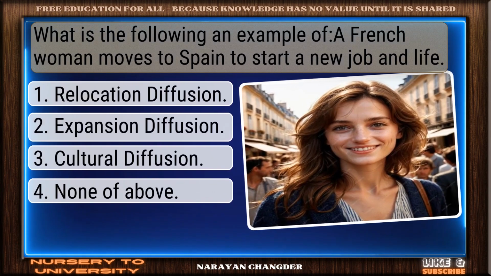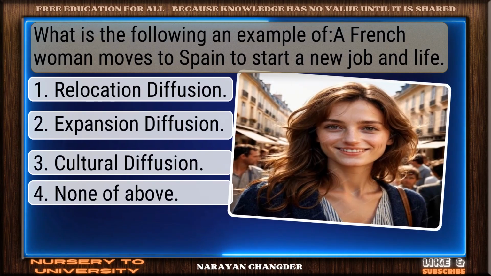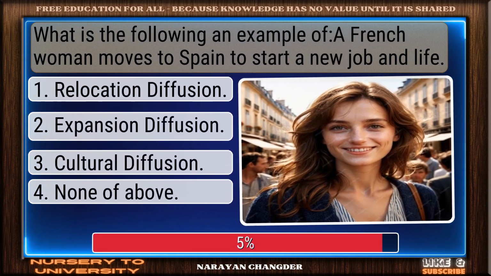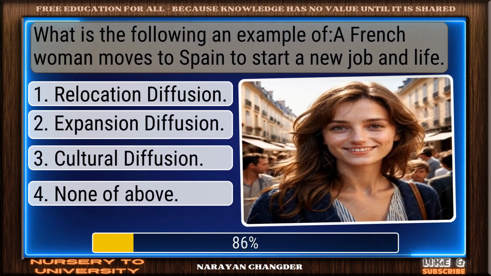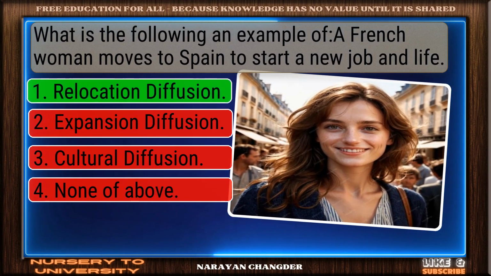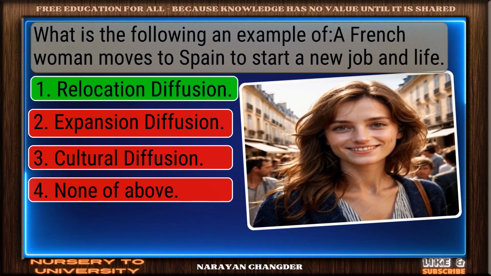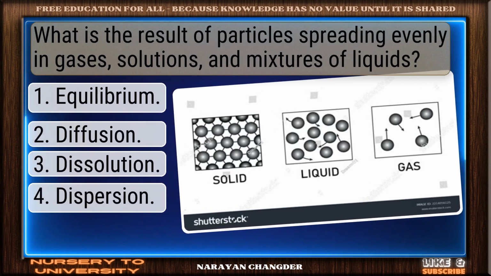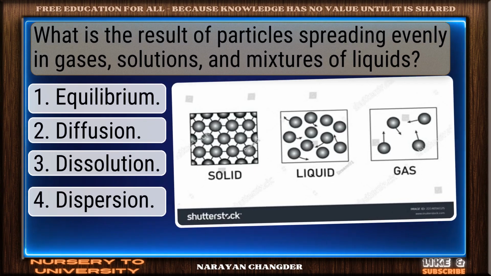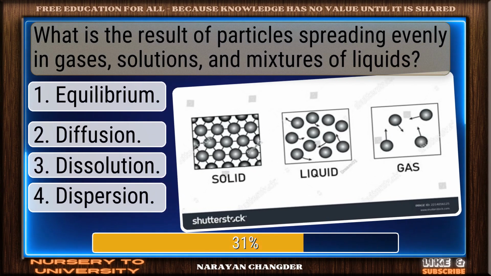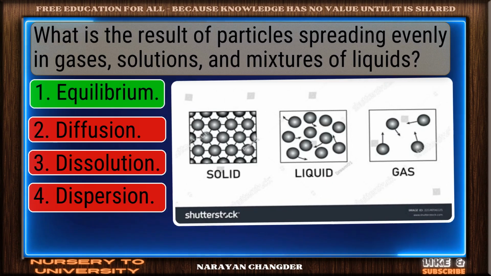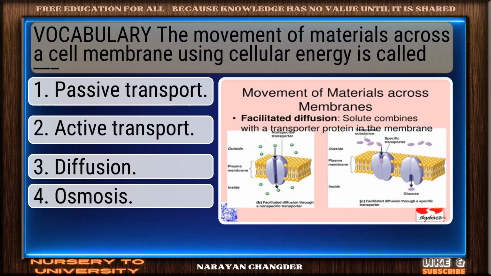What is the following an example of: a French woman moves to Spain to start a new job in life? Exactly. Relocation diffusion makes sense, and it is the right choice. What is the result of particles spreading evenly in gases, solutions, and mixtures of liquids? Excellent. Equilibrium is a brilliant choice.